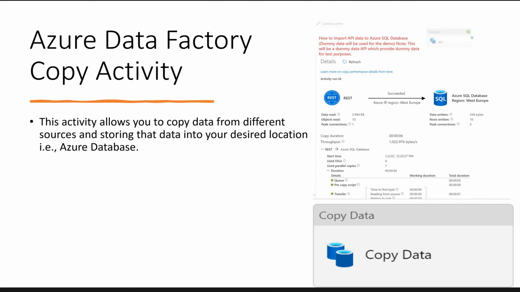So in this particular video, we'll be talking about Azure Data Factory copy activity. This activity allows you to copy data from different sources and store that data in your desired location, i.e. an Azure database. So this is just an example of an API, a REST API. This is where you're getting our dummy data, and you are putting that data into our Azure SQL Server database.